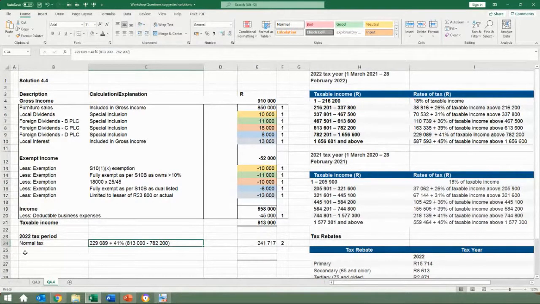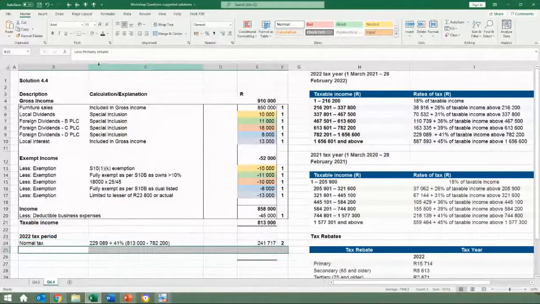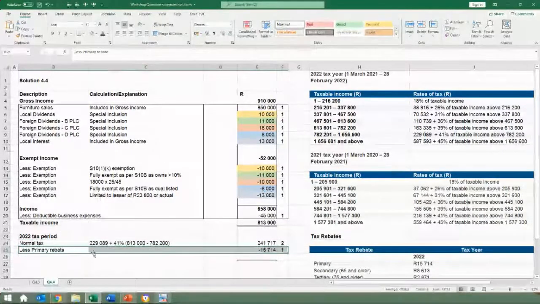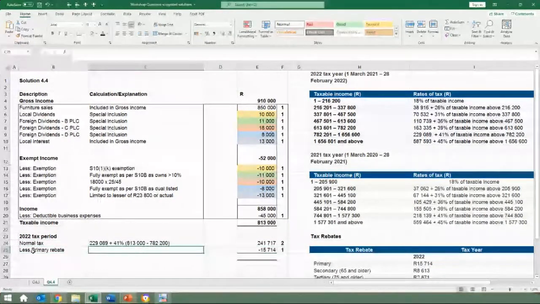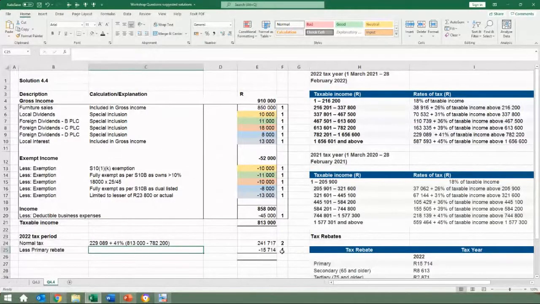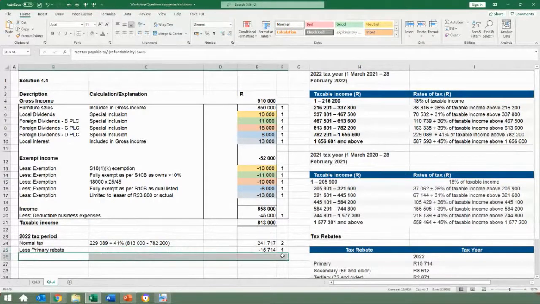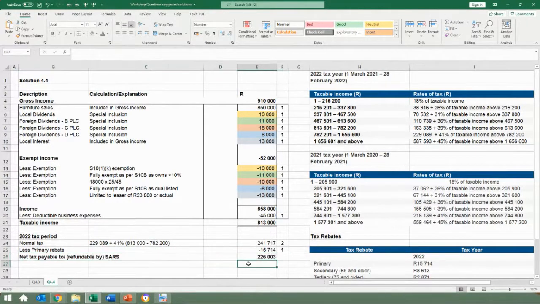Then you work out the tax amount is 241,717. Okay, but because we are an individual, a sole proprietor, we are allowed a primary rebate of 15,714 based on the 2022 tax year, which means our tax liability that we need to pay at the end of the year is only 226,003 rand. So this is based on the latest tax table.